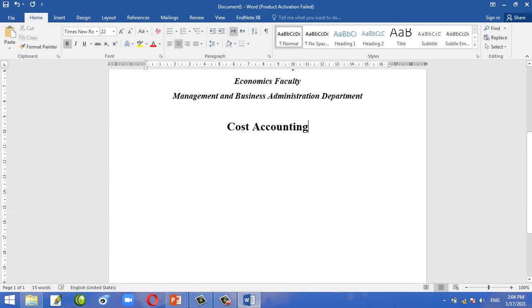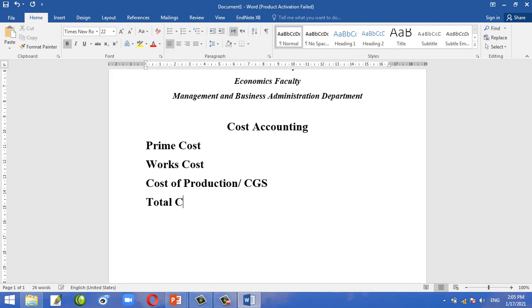Guys, come here. We have components of the cost. Generally we can say about the components of the cost, that we have prime cost. I will write here prime cost. We have works cost, we have cost of production or production cost, or we can say we have CGS, or cost of goods sold, and the last one is total cost. We can say we have selling cost.